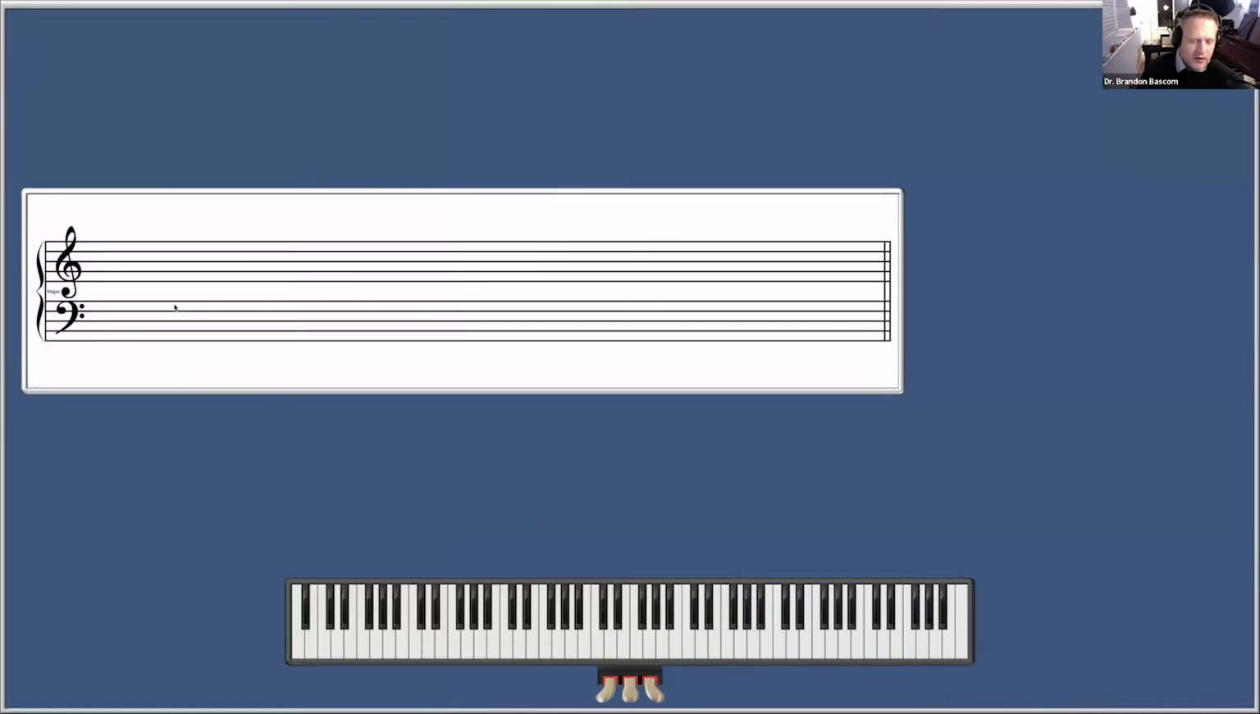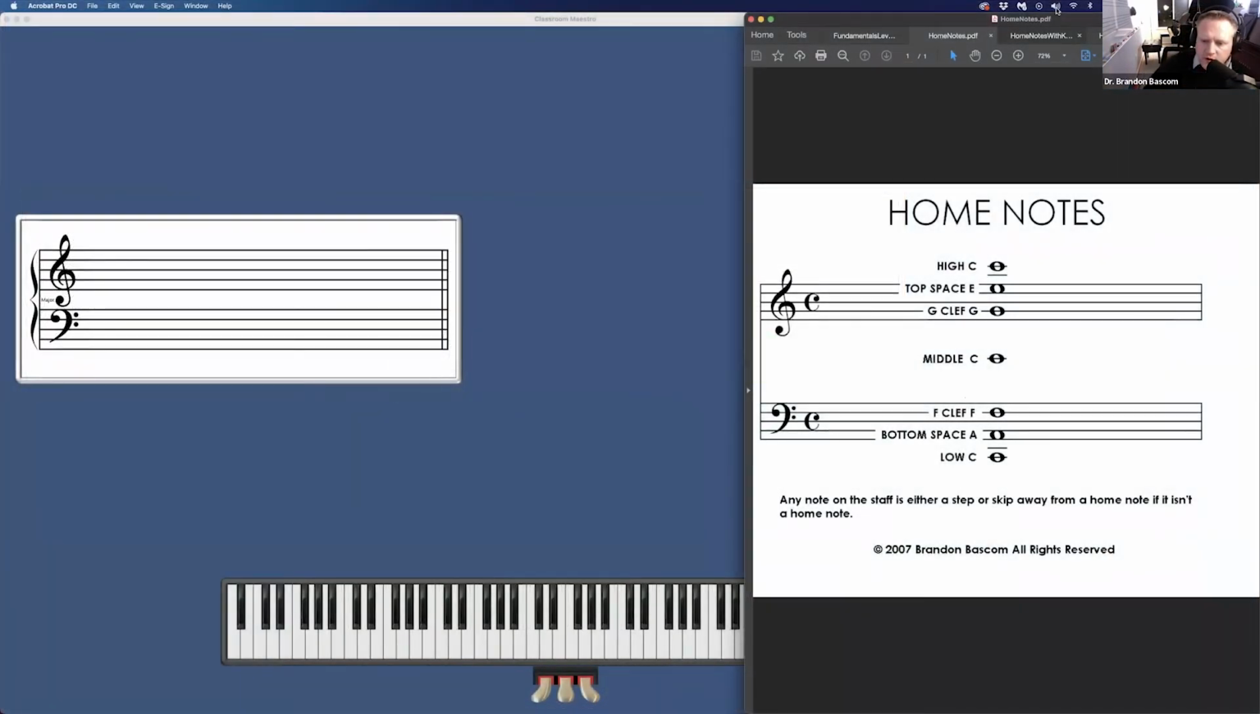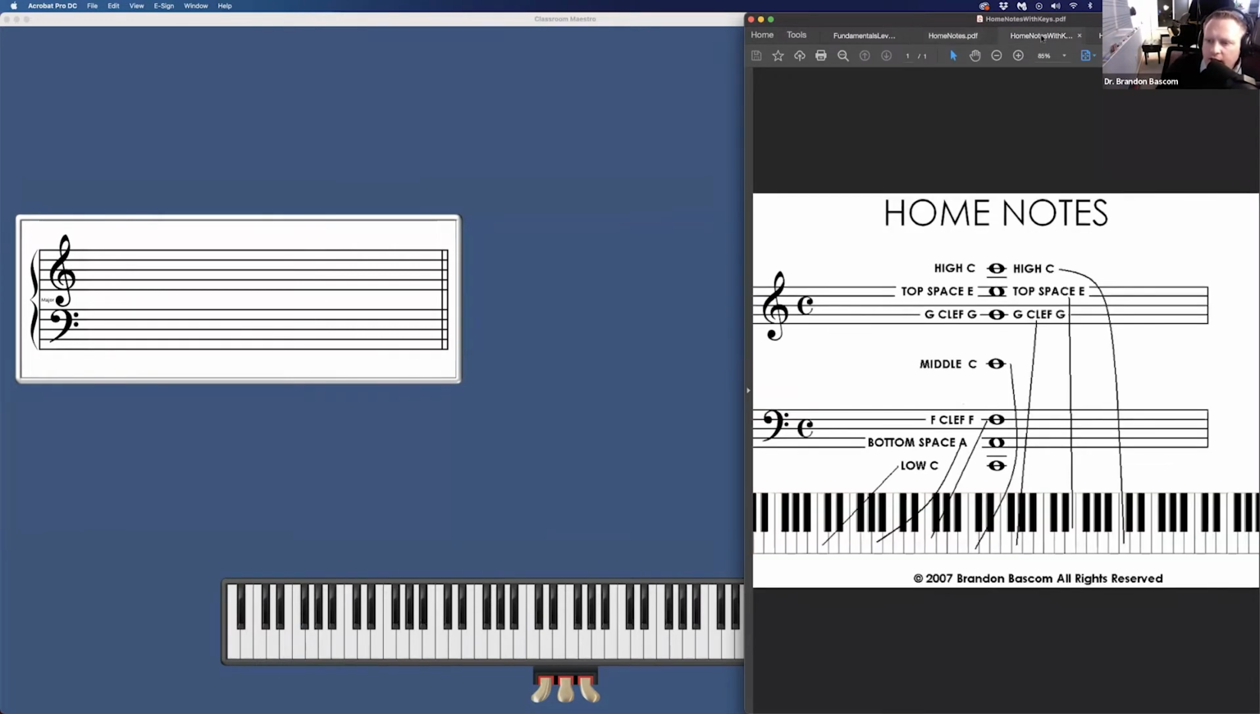So let's hop back over to the Fundamentals of Piano Theory book, Unit 3. Real quick before we get to it, I want you to know that I have a handout available for home notes and home notes with the keys so you can see where the home notes fall on the piano keyboard. These are available in the File section on Canvas on the left.